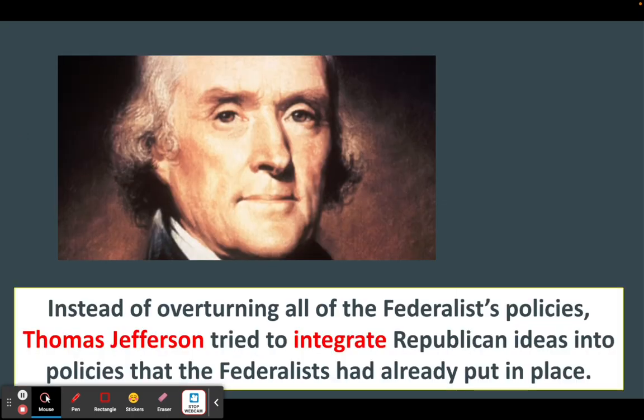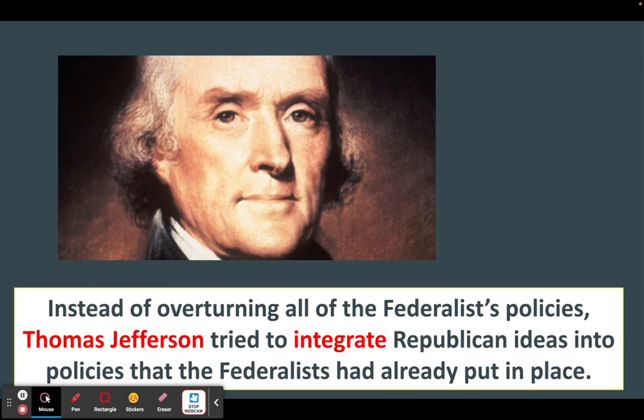So leading into the idea that he reduces the size of federal government. He also saw that up until his election, most of the people that were making decisions were Federalists, that other political party. But instead of taking their ideas and completely overturning them, which is what you would think somebody of a different side would do, he tried to integrate the Republican ideas into policies that Federalists had already put into place.